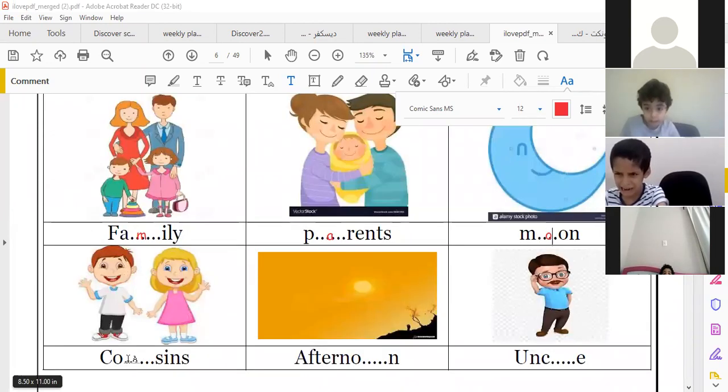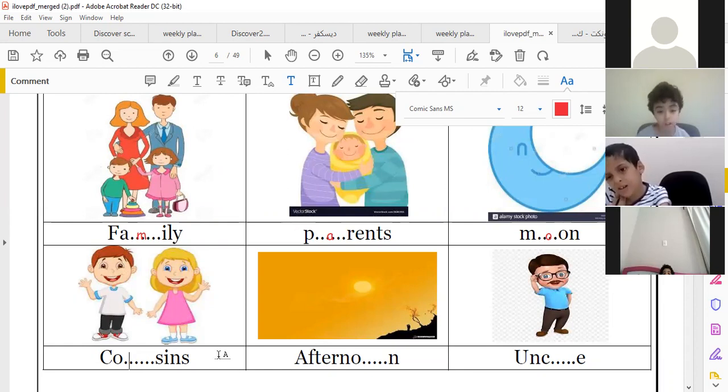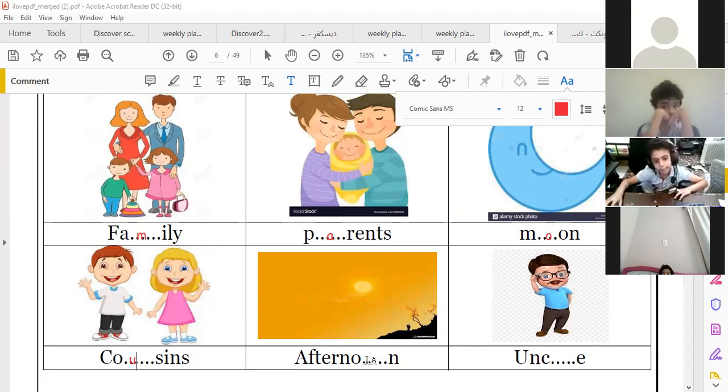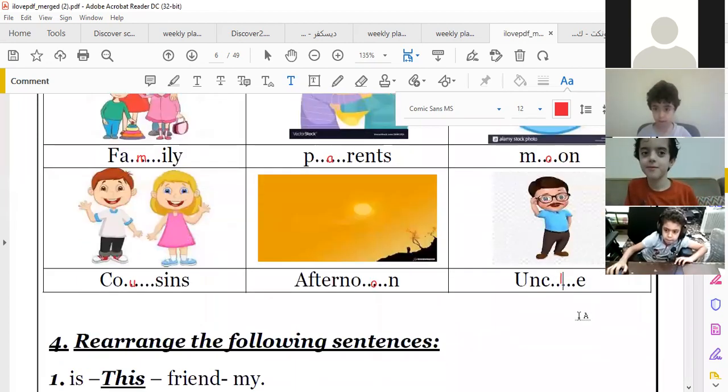Yes. This word is cousin. What is the missing letter? It's U. What is the missing letter again? U. Excellent. Can you read the word again? Cousin. Excellent. Cousins. Omar Ahmed. Yes. This word is afternoon. What is the missing letter? O. Excellent, Omar. Yes. This word is uncle. What is the missing letter? Uncle. L. Well done. Excellent.